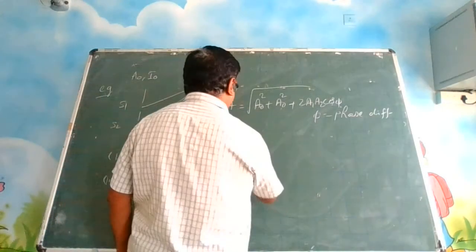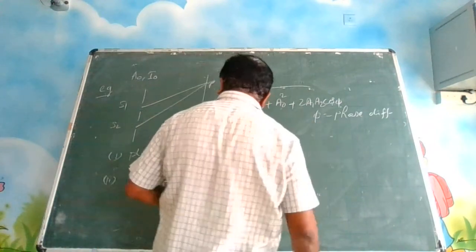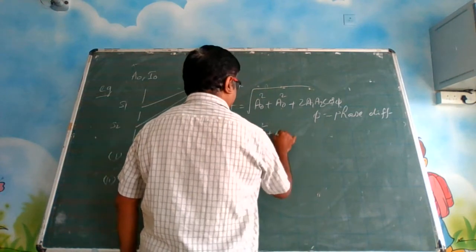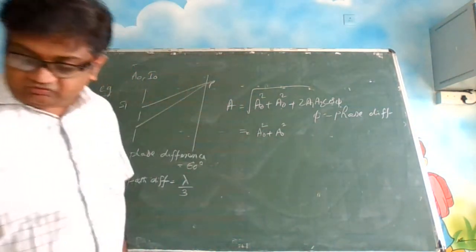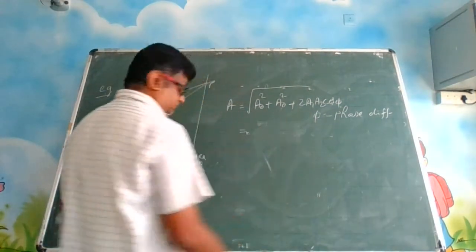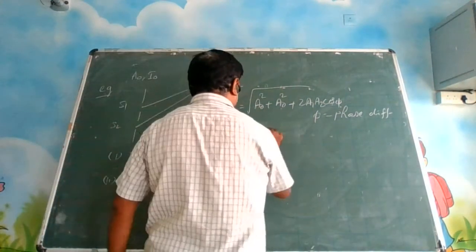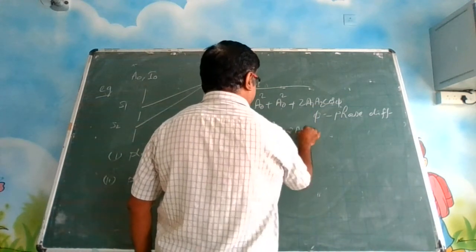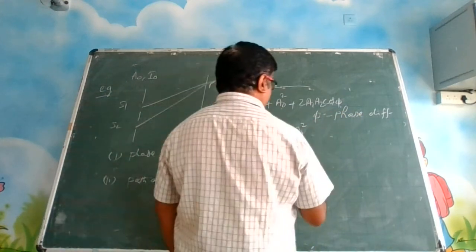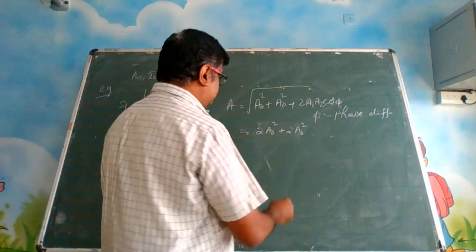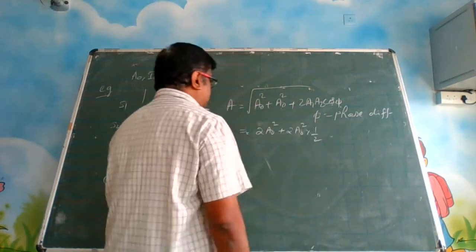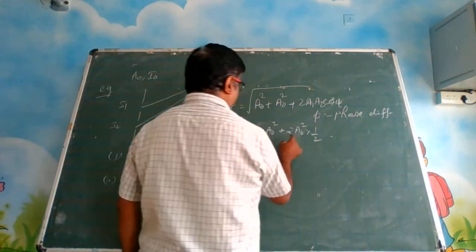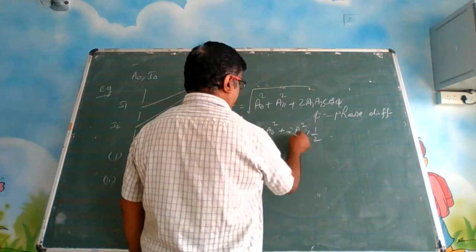So let us just move on. Phase difference is given as 60 degrees. So this will become A0 square plus A0 square, which is 2A0 square, plus 2A0 square into cos 60. Cos 60 is how much? 1 by 2. So this becomes A0 square by 2, which is 1.